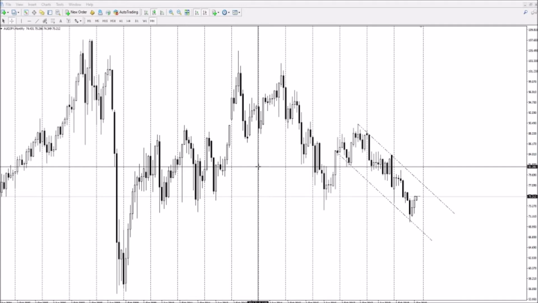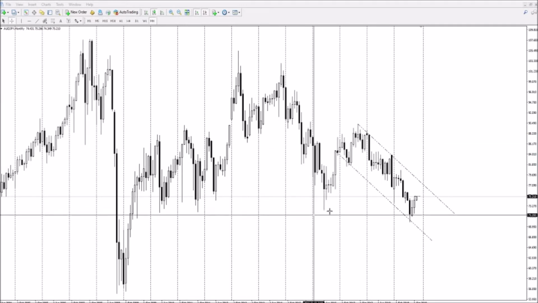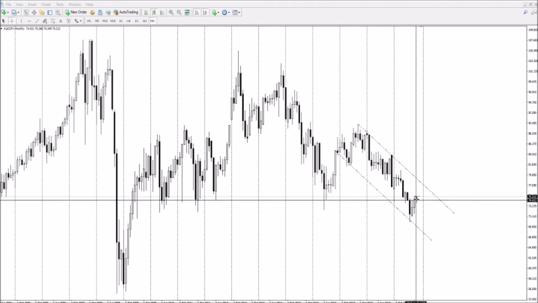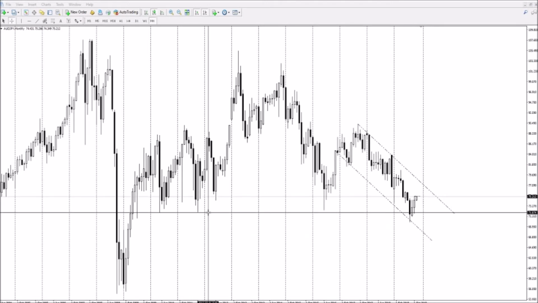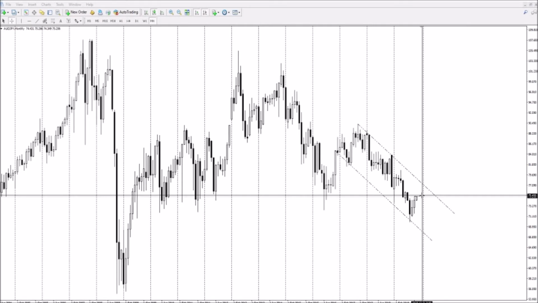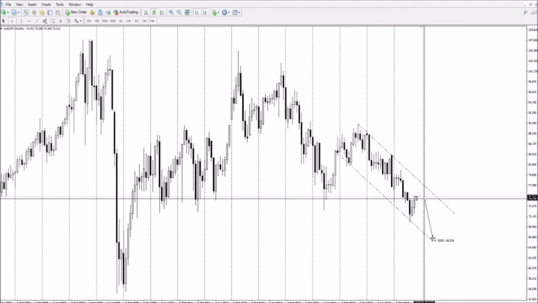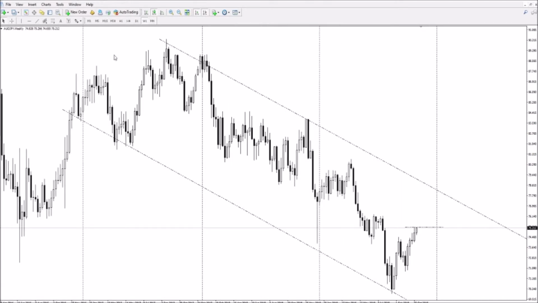Starting off with Aussie Yen. Monthly chart, still very bearish, and we've had a pullback, so looking for a continuation really. We've swept these lows, so just looking for a turning point to see if we can get on board the next leg down. There's no real clear levels, just looking for a turning point.